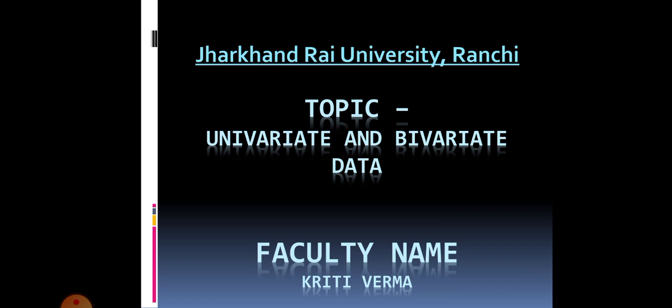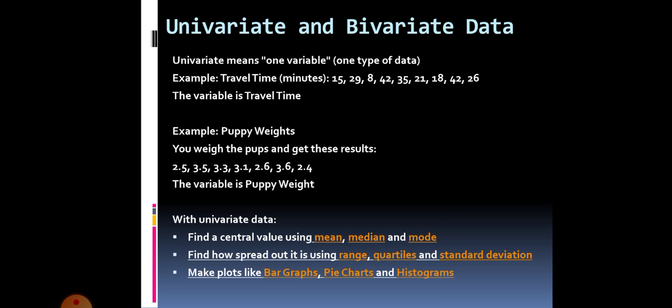In PhD coursework, today I am going to take the topic univariate and bivariate data. In this lecture, I will explain what univariate and bivariate data are, in which field they are used, and what are the examples of univariate and bivariate data. So, univariate and bivariate data.